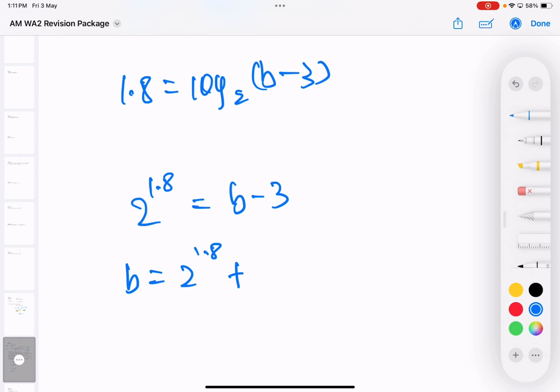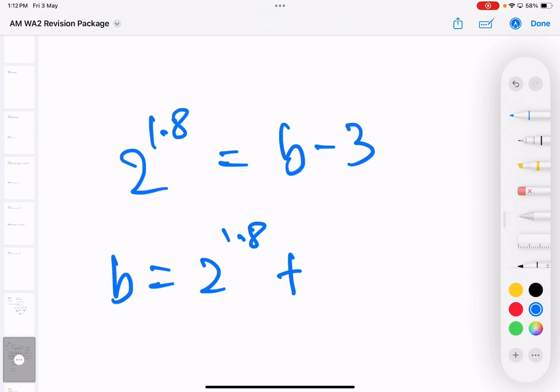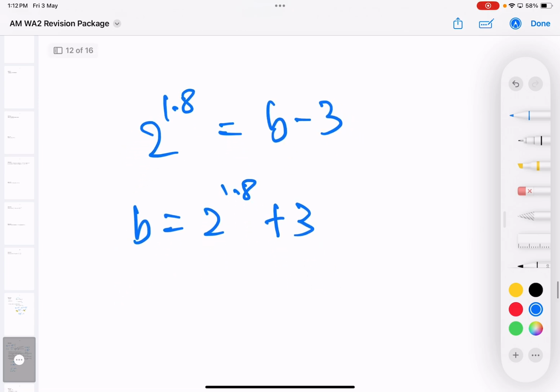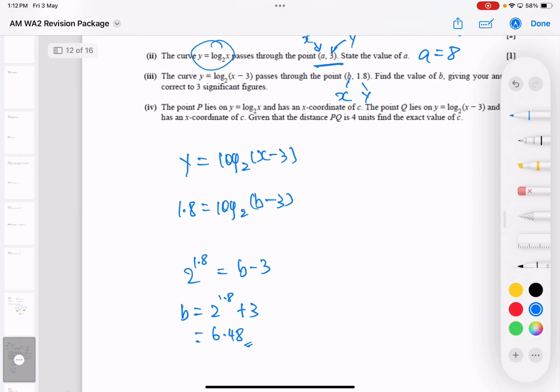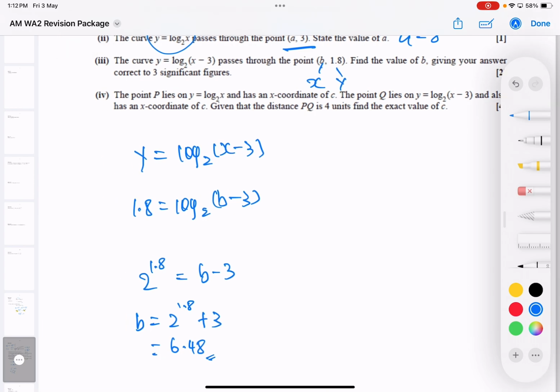What is this difficult college level question? Yes. Okay, so what is the answer? Enter in your calculator 2 to the power of 1.8 plus 3. Leave to 3 sig fig, 4.8. Alright? Okay, so this is the question over here.